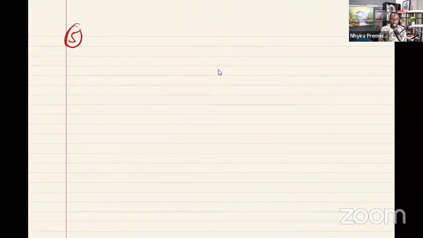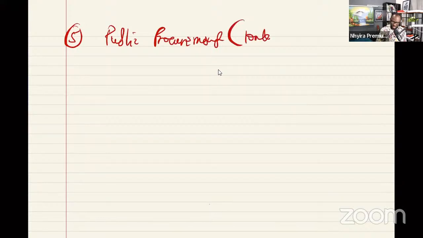Then we come to number 5, and that is public procurement. Again, this is also, all other things being equal, a 10-mark area that the examiner may shower a blessing on us in the exam hall that we must know about, because it's very important. So public procurement is a huge area. It's very voluminous, but you need to make sure you understand some of the key issues here.